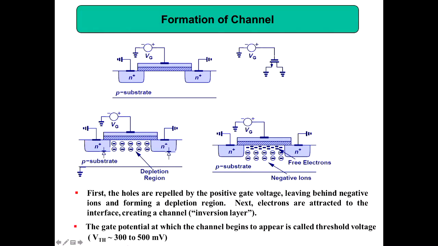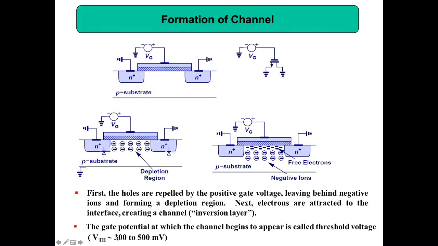The gate potential, the voltage here, at which the channel begins to appear is called the threshold voltage. So that's the reason we often talk about a threshold voltage in the MOS transistor. For BJT, you need a VB of around 0.7 volt, and only then will it start, you get forward bias. In the same way, in the MOS, we call it a threshold voltage. That is around 300 to 500 millivolt.